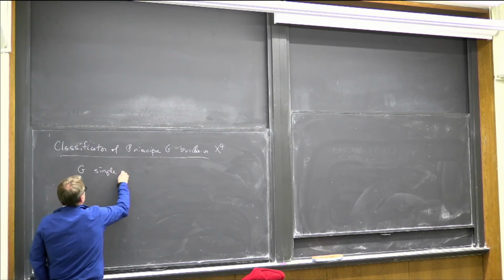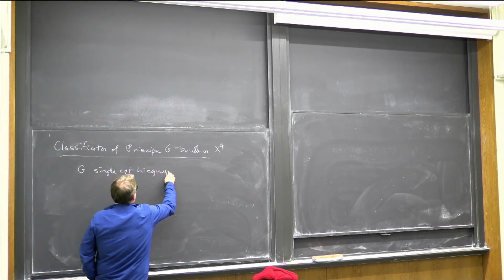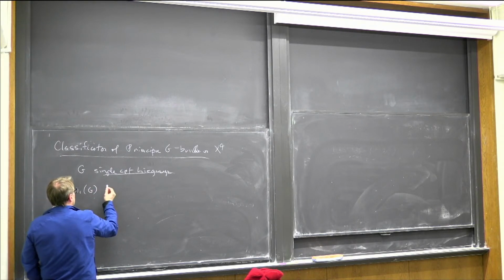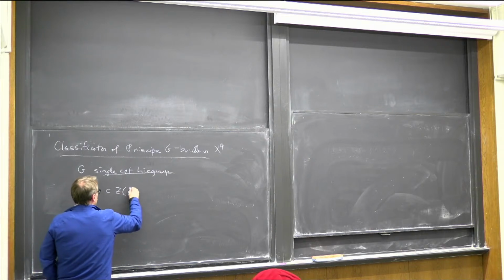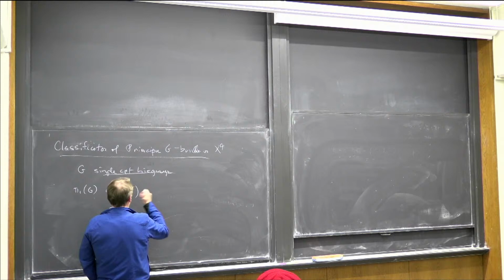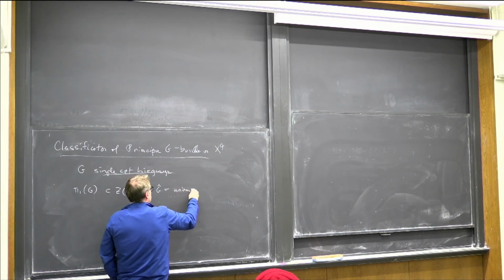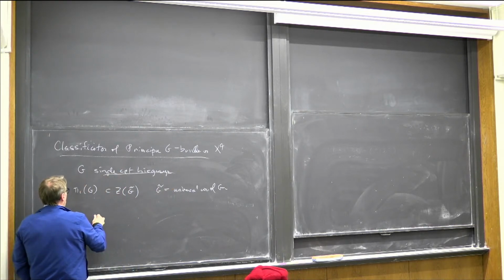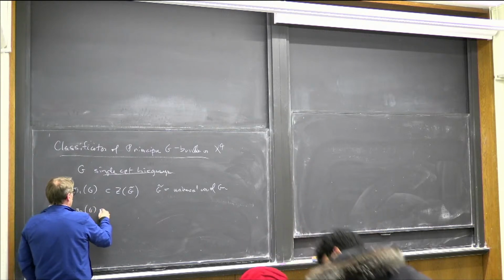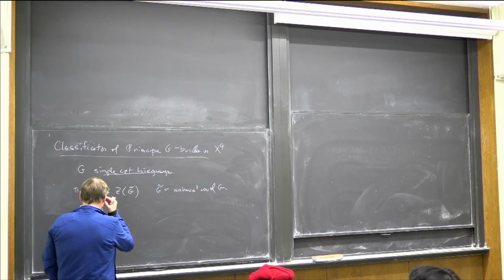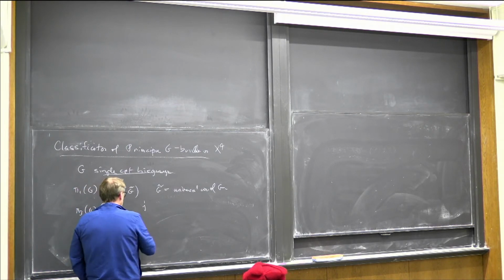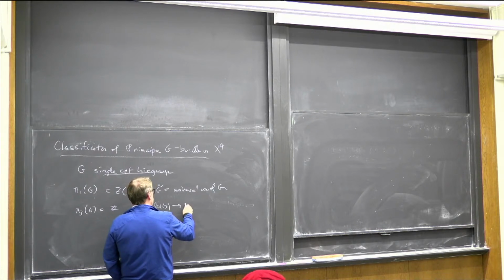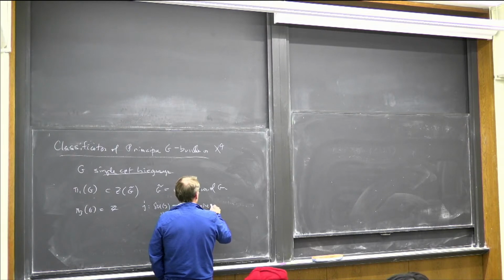G is supposed to be a simple compact Lie group. So the basic facts are that pi1 of G is finite, and in fact, it's a subgroup of the center of the universal cover of G. And pi3 of G is Z, and there is a map from SU2, which is famously the 3-sphere, to G, which gives the generator.